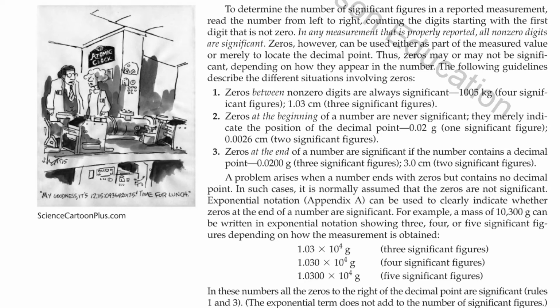Zeros at the beginning of a number are never significant. They merely indicate the position of the decimal point. 0.02 grams, 1 significant figure. 0.0026 centimeters, 2 significant figures.